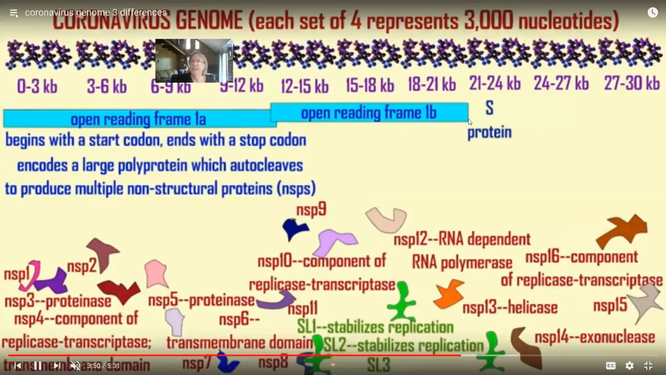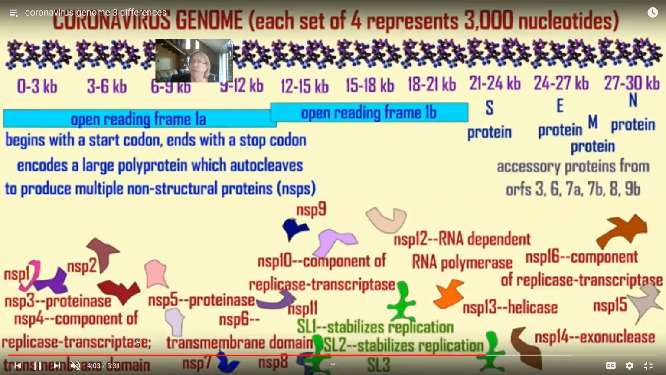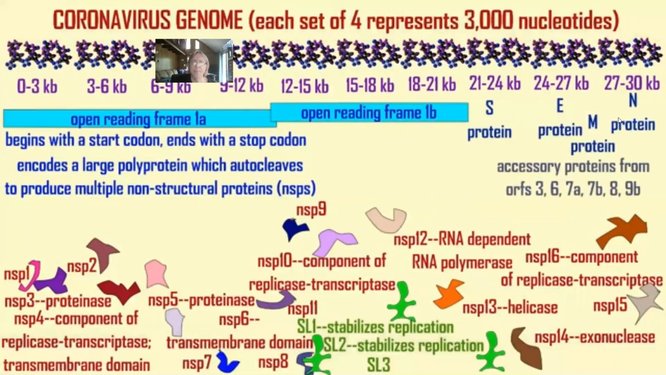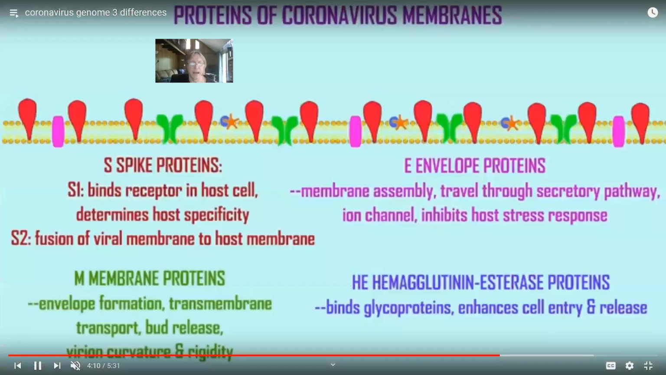The S protein, that's the red spike protein, which binds to the human receptor. The E protein forms a part of the envelope that's helping to suppress some of the human immune responses. And the M and N proteins, here's the E protein. It's inhibiting the host stress response here.